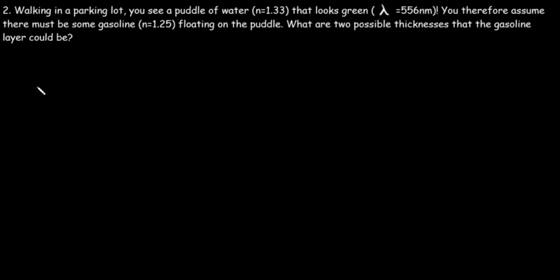So again, we're going to start off with the picture. And the thingy in the middle is usually the thin film. So in this case, it's going to be gasoline, and we can call this N2 in the question, which says it's 1.25. And it's floating on the puddle, so beneath it is going to be water, which is telling you it's 1.33. And we can just assume that we're looking at this from air.